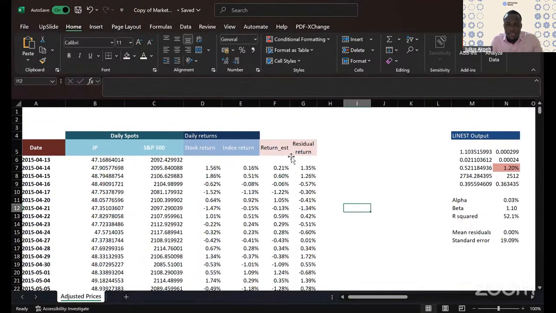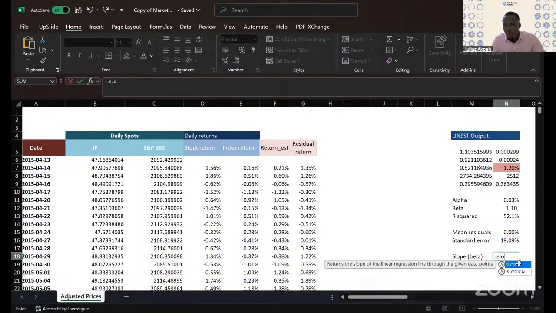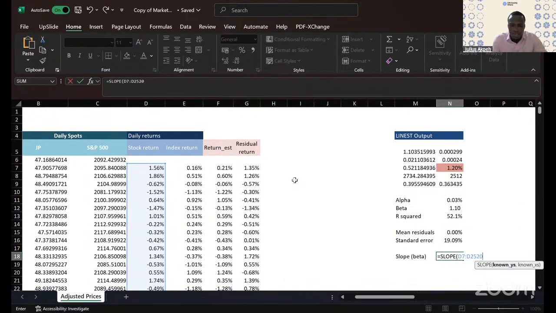Now, we've estimated this beta, but there's another way we can estimate it. We can use a function in Excel called the slope function. So we can do that to calculate beta again. We just say slope, and we take the known y's, this is the y, and then we also get the known x's. Let me shift this to this side a bit. The known x as well, which is this.